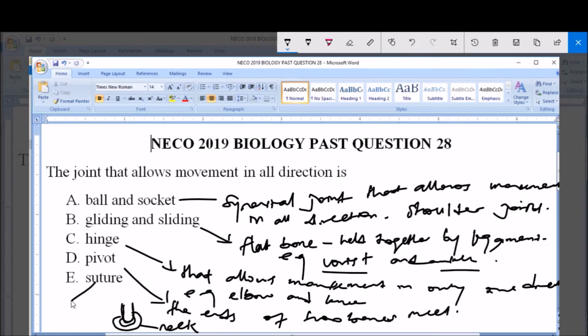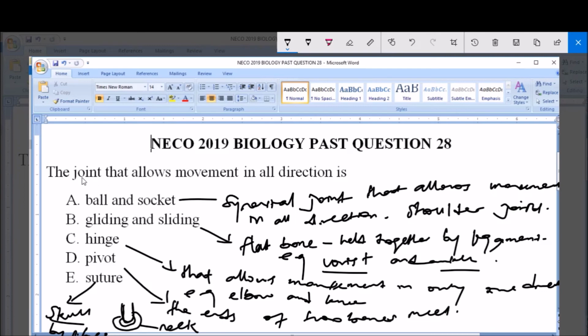Now option E says suture. This suture joint is only found in the skull. The joint in the skull is the suture joint, whereby the bones of the skull are actually attached together by fibers, so they form the suture joints. So it's only found in the skull.